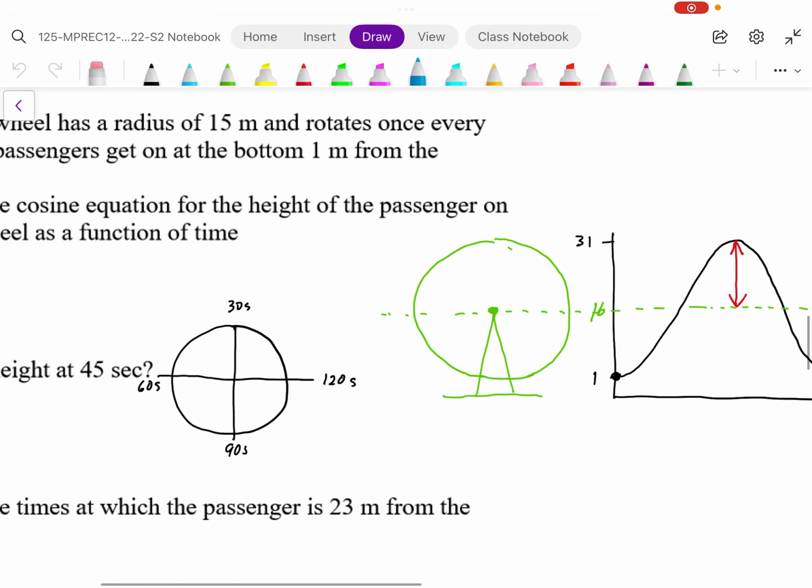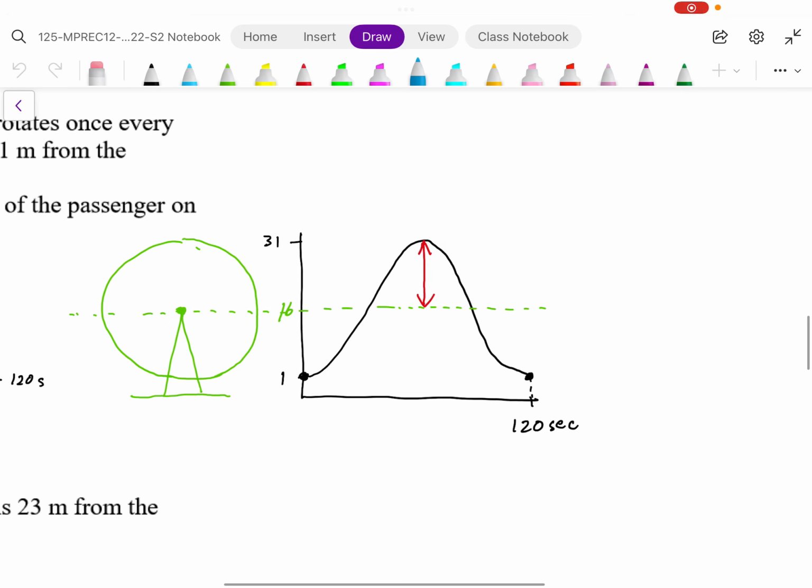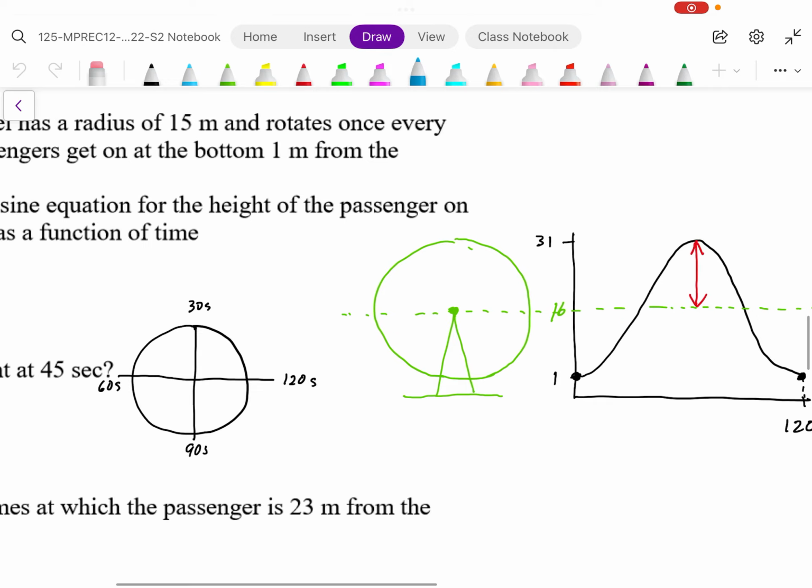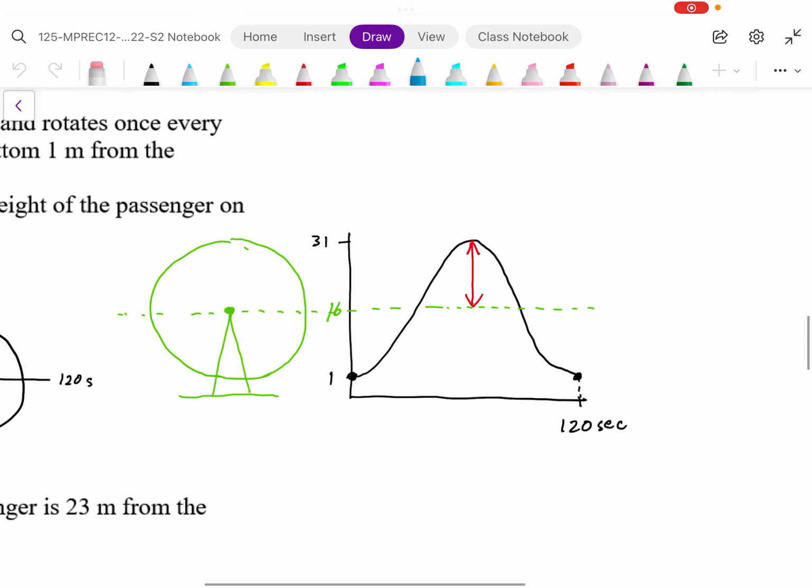Part A asks, determine the cosine equation for the height of the passenger of the Ferris wheel as a function of time. So what I've done over here is I've drawn the picture of the Ferris wheel, and we know that it's 1 meter from the bottom. So I've shown the cosine graph at 1 meter high to start with, and we can see that the bottom of the Ferris wheel represents the 1 meter height. It has a radius of 15, so it's going to go to the middle. I have the 16 meters.